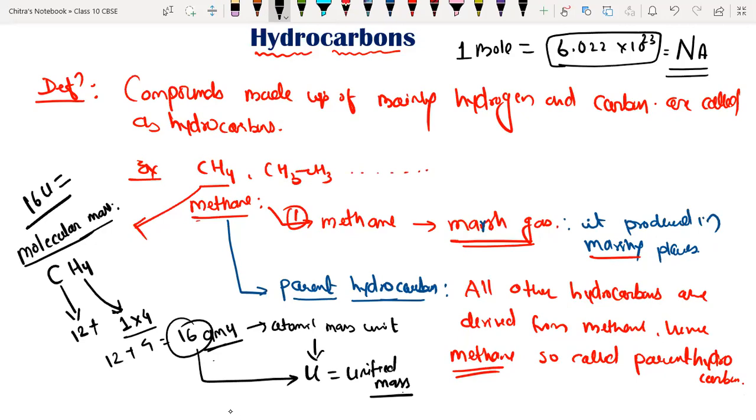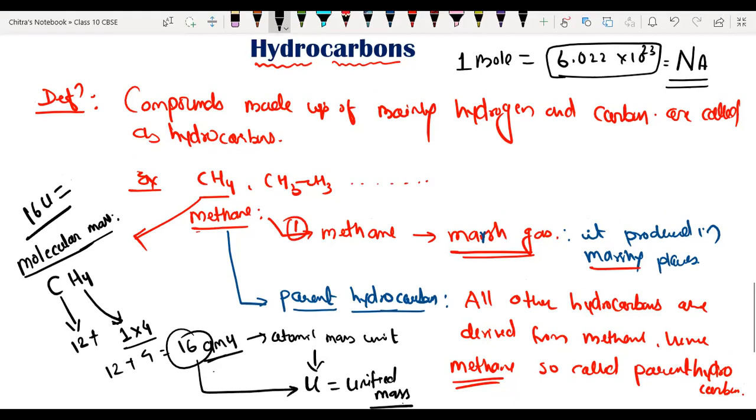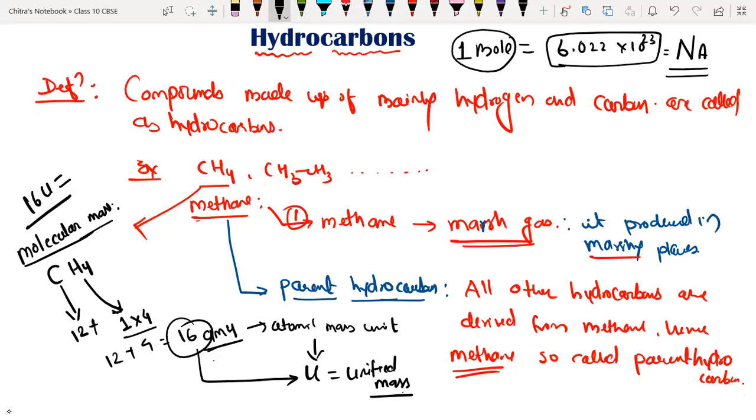Any doubt here? No, sir. Okay, so here again we have key points: the value of 1 mole is equal to 6.022 into 10 to the power 23 particles, and the molecular mass of methane is 16 U. These are the key points I am underlining here. You have to remember.